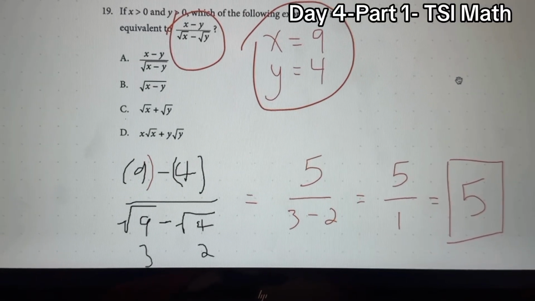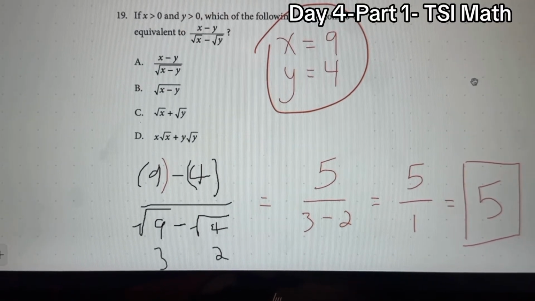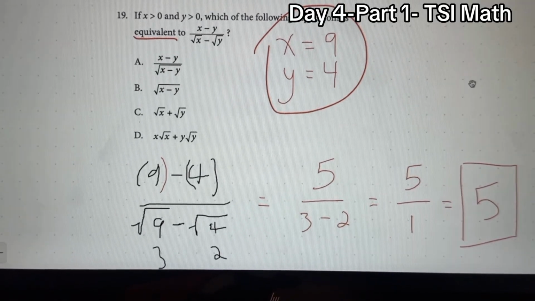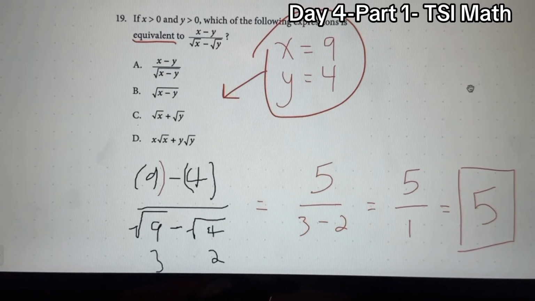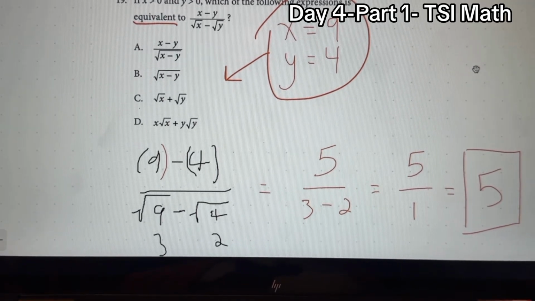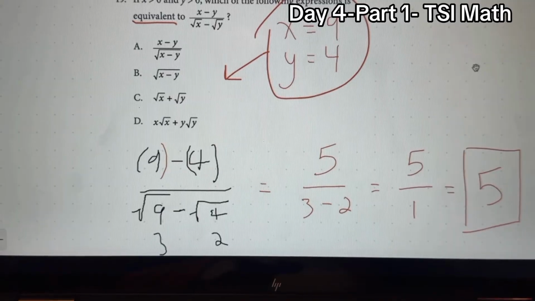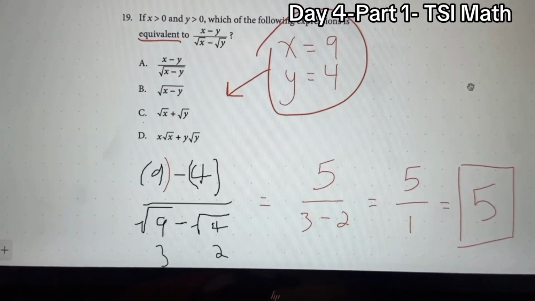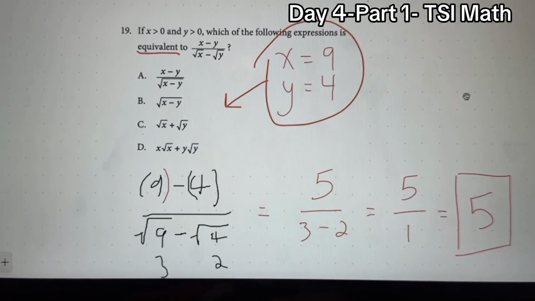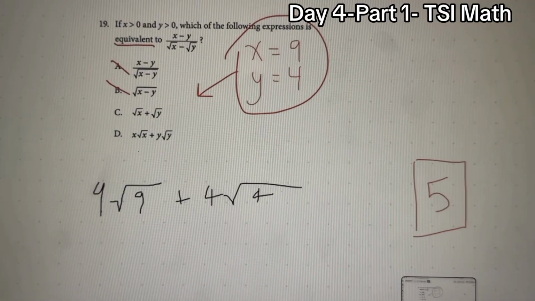And we're trying to find the expression that's equivalent. What does equivalent mean? Equal to. So all we've got to do is plug in that 9 for x and 4 for y into the answer choices, and the correct answer choice has to give us what? 5. Does that make sense, Jackson? Yes. Beautiful. I think we've seen a number of questions like this before.